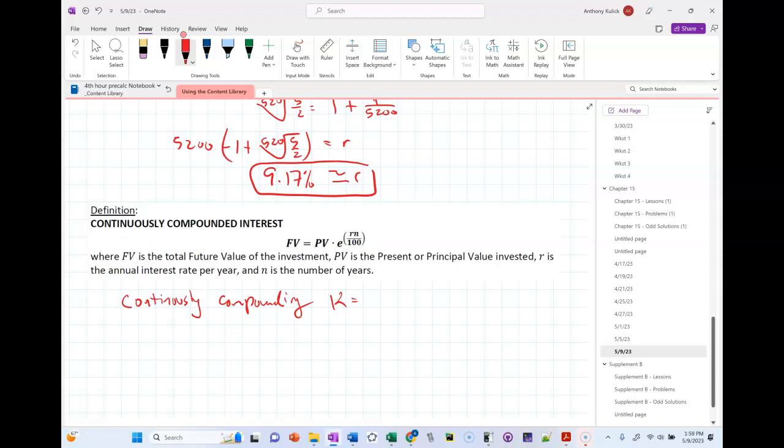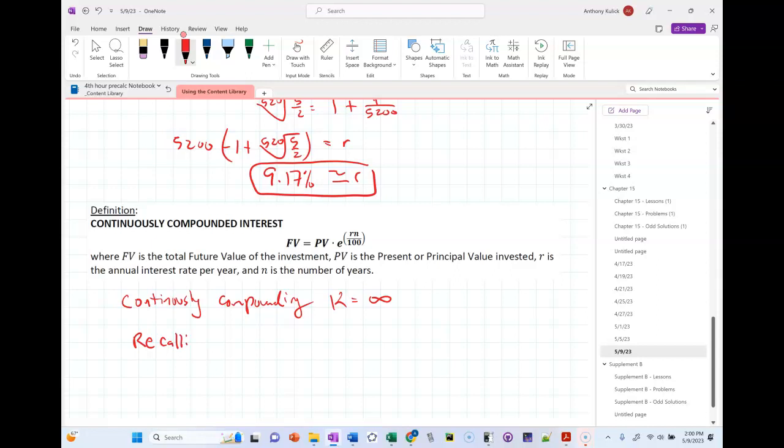Pick a number, take a guess. I'll play over or under for you. More. More. More. Million. More. There you go. Infinite. Yes. So that's what we're talking about, where K is, we're having an infinite number of compounds per year.